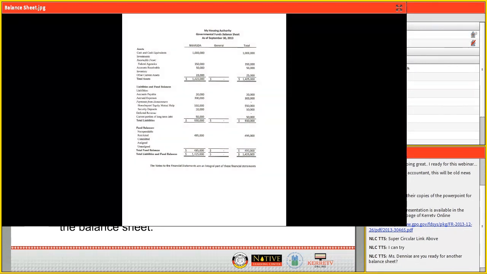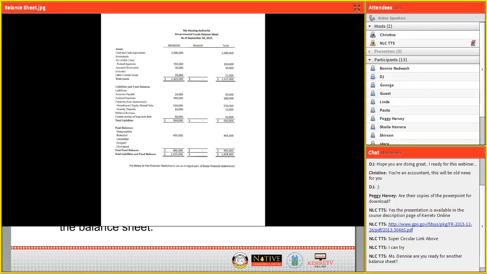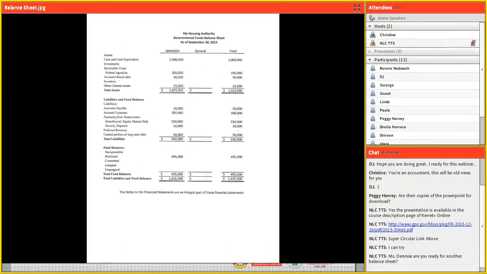I'm going to spend a brief time on this one because, as a general rule, you will look at your financials all together. This is if you have multiple funds, okay? If you've got your NAHASDA, you've got your general fund, this is what it's going to look like. Depending on how your audit is done, you may see a split like this.